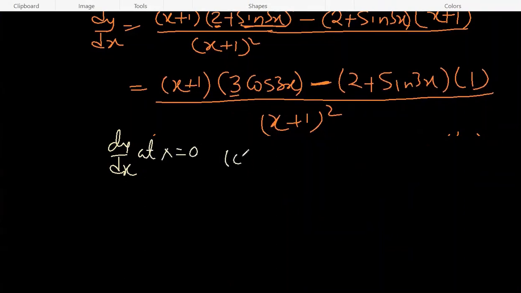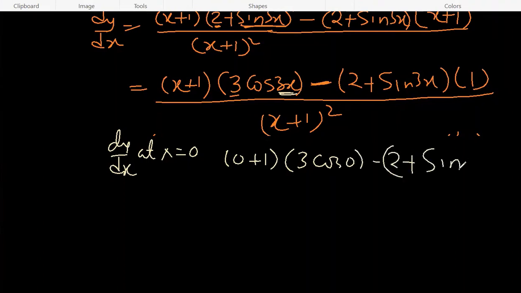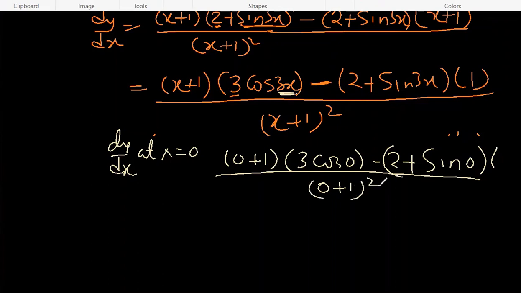It will be 0 plus 1, 3 cos 3 times 0 will be 0, minus 2 plus sine 3 times 0 is 0 times 1. No need to write 1. Okay, and here it will be 0 plus 1 square. So 1 is 1. Okay, 3 cos 0. Cos 0 is 1. So we get 3 here. Nothing else. 0 plus 1 times 3 is 3.